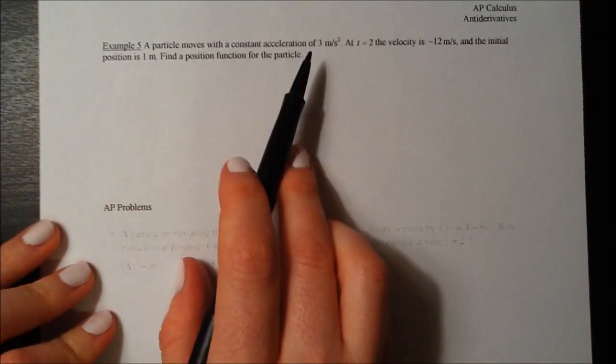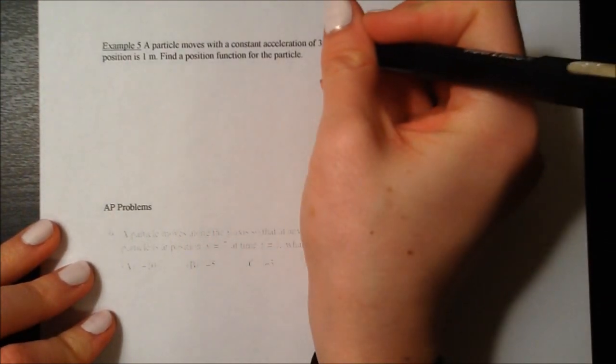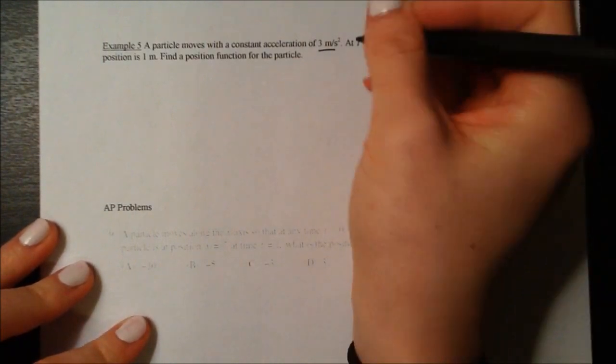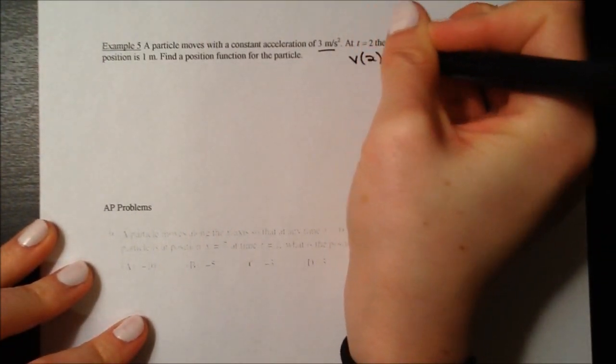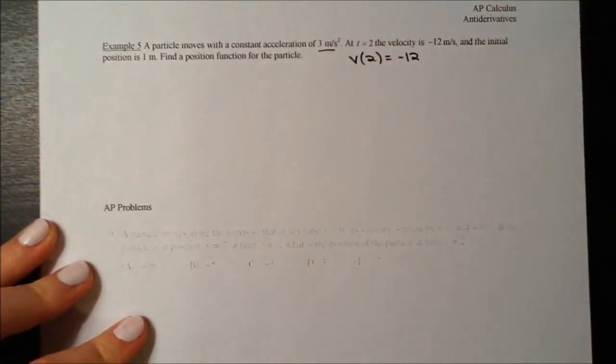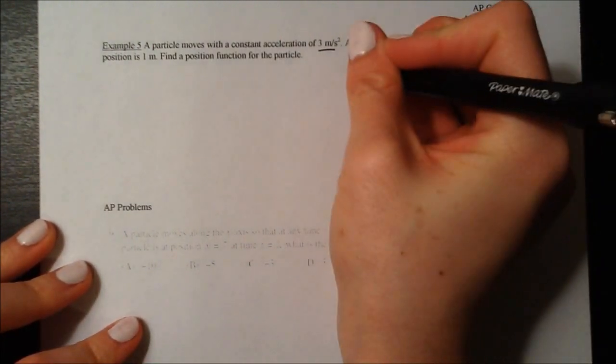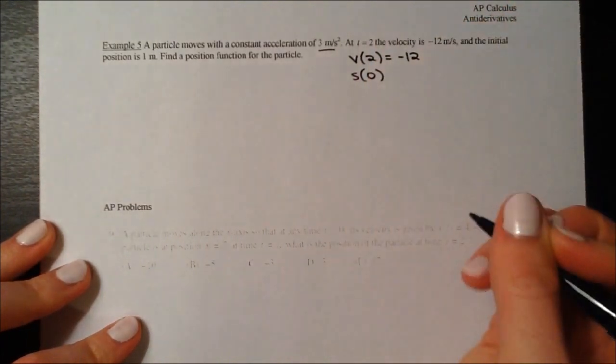So a particle moves with a constant acceleration of 3 meters per second squared, so that's our acceleration function. At t equals 2, the velocity is negative 12, so we're going to set that up as one of our initial conditions. And the initial position is 1 meter. So initial position means the position at time t equals 0.